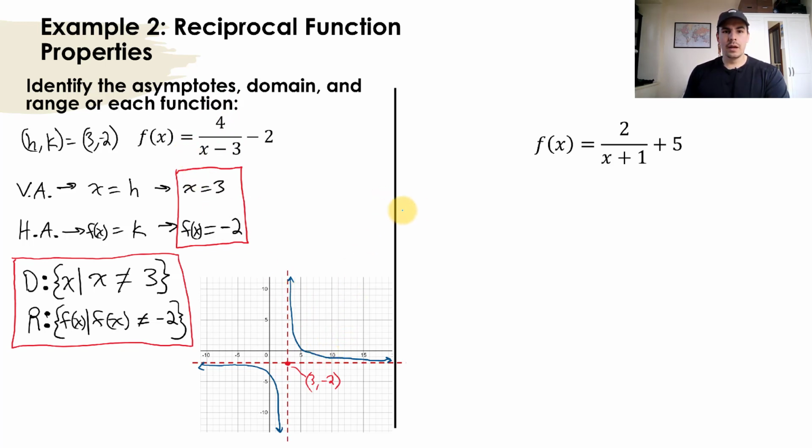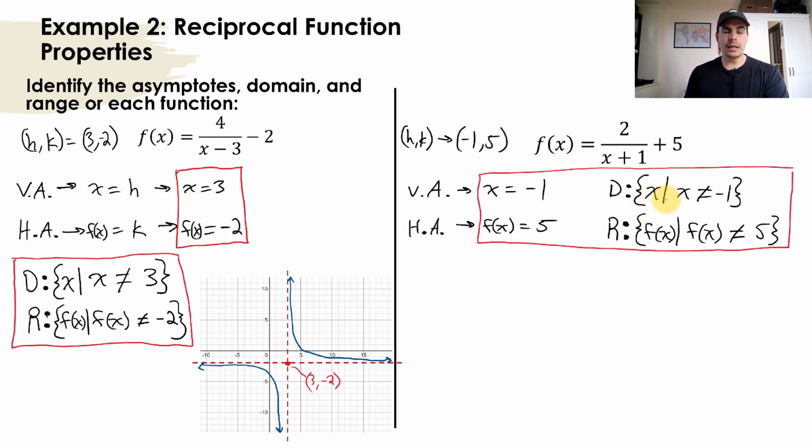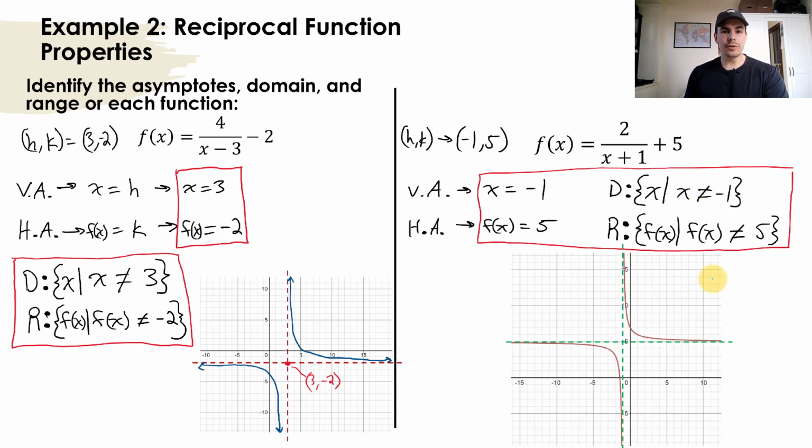All right, taking a look at our example here on the right, if I have (h, k), in this example it is going to be (negative 1, 5). So again, vertical asymptote would be x equals negative 1, getting that from h. Horizontal asymptote, f of x is equal to 5, getting that from k. And from there, we can tell our domain and range right off the bat. And we can go ahead and graph that as well. Again, starting off with my horizontal and vertical asymptotes and then working the curve from there.